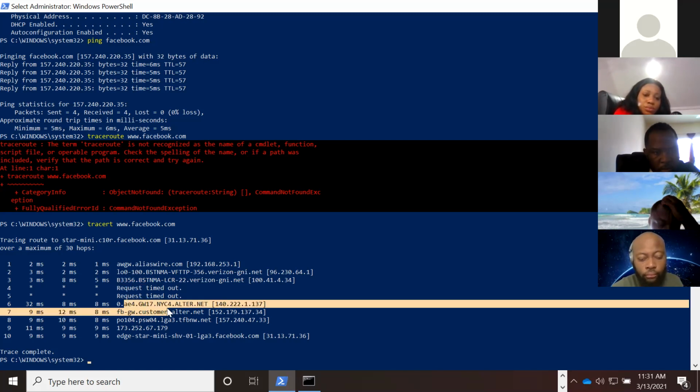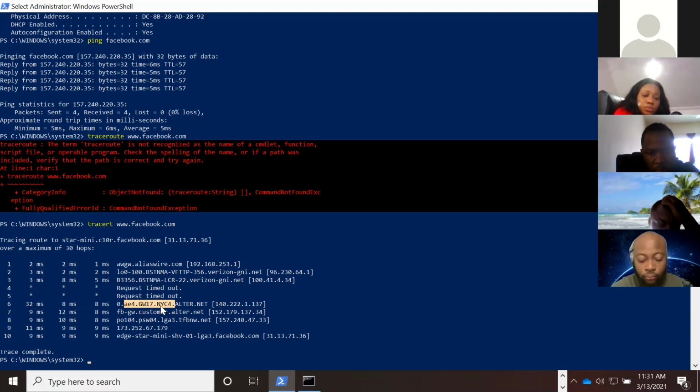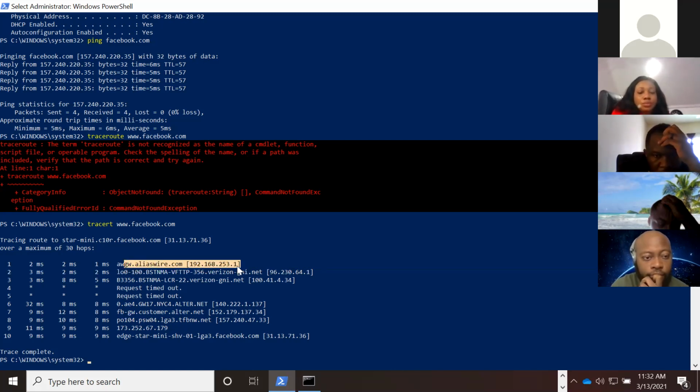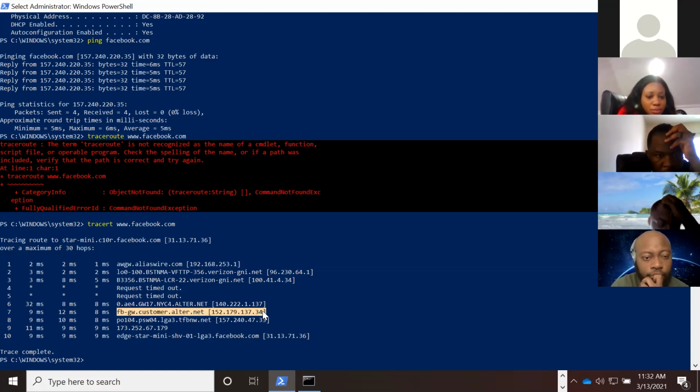But after that, we do have it somewhere in New York. You see NYC. And then we do have a Facebook gateway. It started from my gateway right here, and now I'm getting into the Facebook gateway, .customer.alter.net. So this information started from my gateway right here, and all of a sudden, it's at the Facebook gateway. That means I'm getting into the Facebook environment, or the Facebook data center.